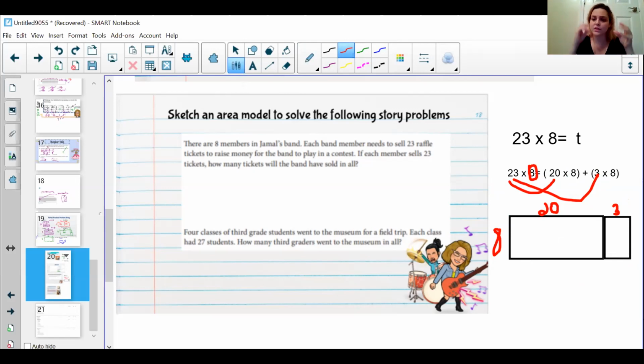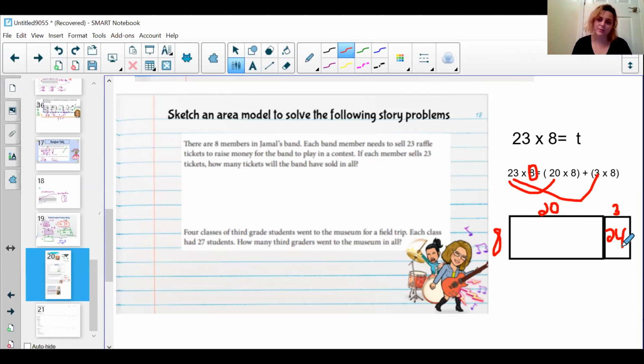I've decomposed a 23 into a 20 and a 3, and now I have to multiply 20 times 8 and 3 times 8. Well, I know what 3 times 8 is. We should all know what 8 times 3 is by this point of the year, so we know that's 24. And now 20 times 8.